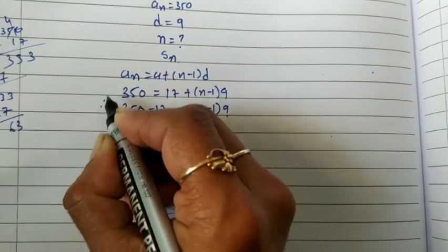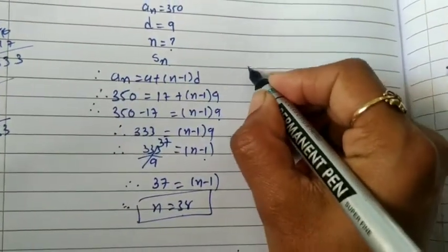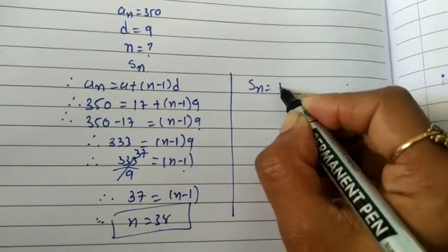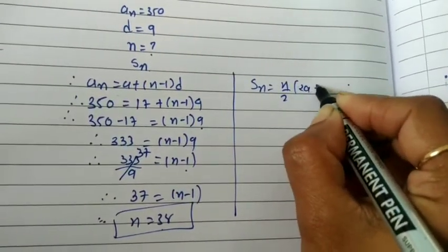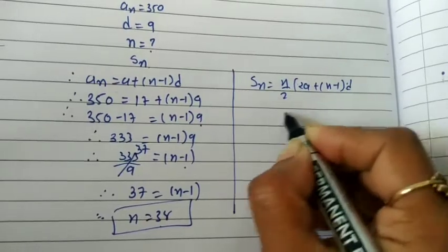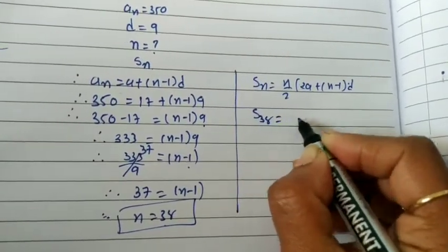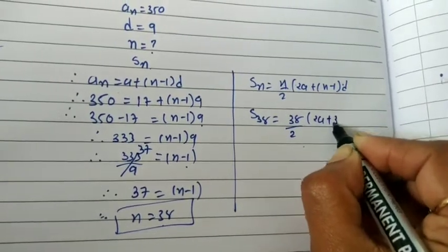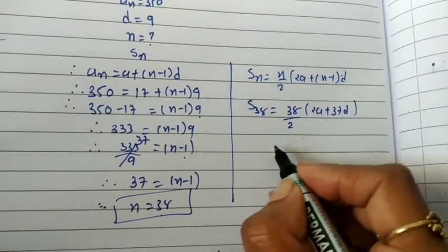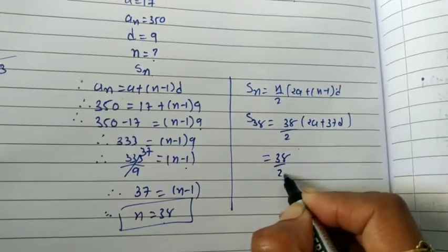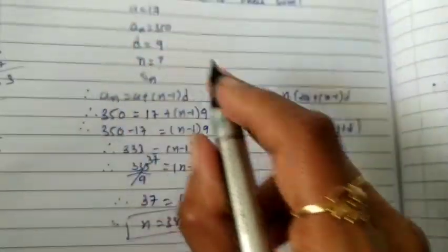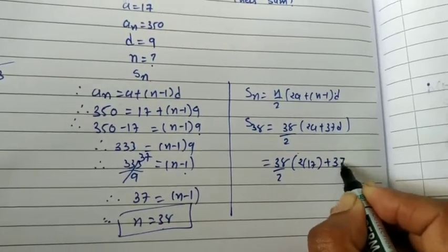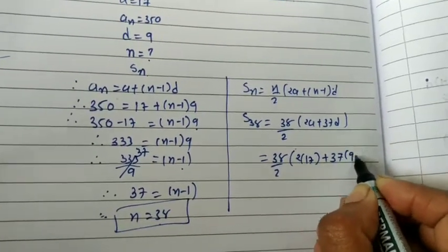Now what do we have to do? We have to find Sn. So let us write the formula of Sn. Sn is equals to n by 2 into 2a plus n minus 1 into d. So as n is 38, we will write 38 by 2, 2a plus 37d. Then whatever values we can see, we will just substitute. As here a we know as 17. So let us substitute 17, 37, and the difference d that is 9.